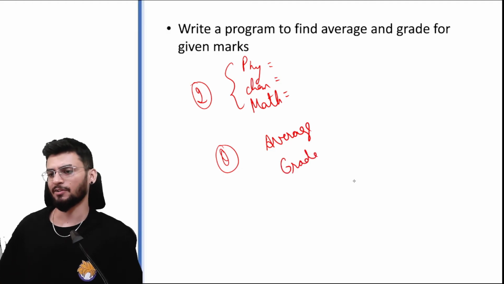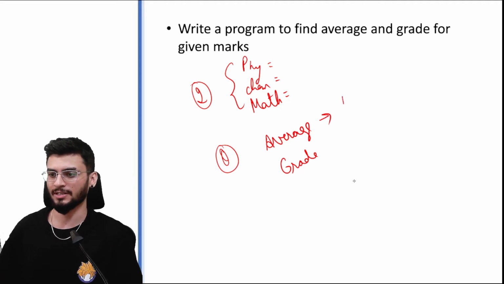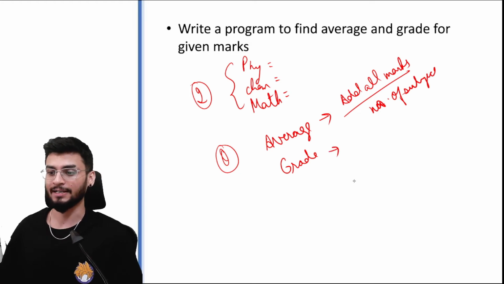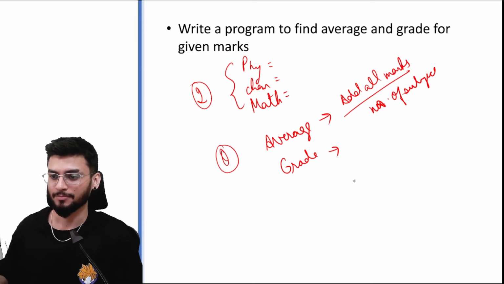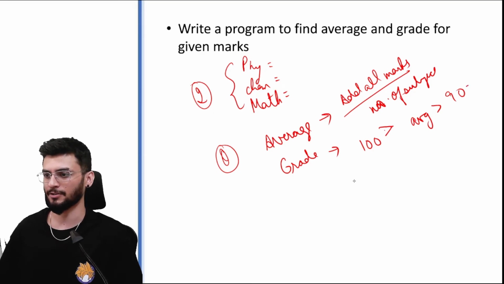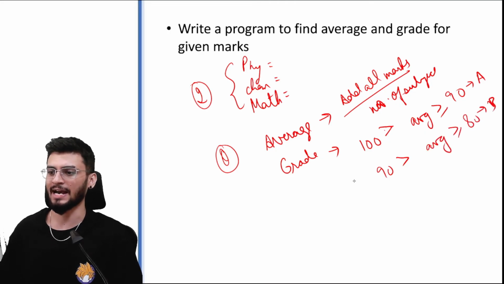So simply speaking, in order to calculate the average, what you need to do is you can add all marks, then divide it by the number of subjects. So it's a very simple approach. But while calculating the grade, you need to refer to the average score. So for this, I'll be considering this notation. So if your average marks are between 90 and 100, you get an A grade. If it's from 90 to 80, you get B grade, and so on.